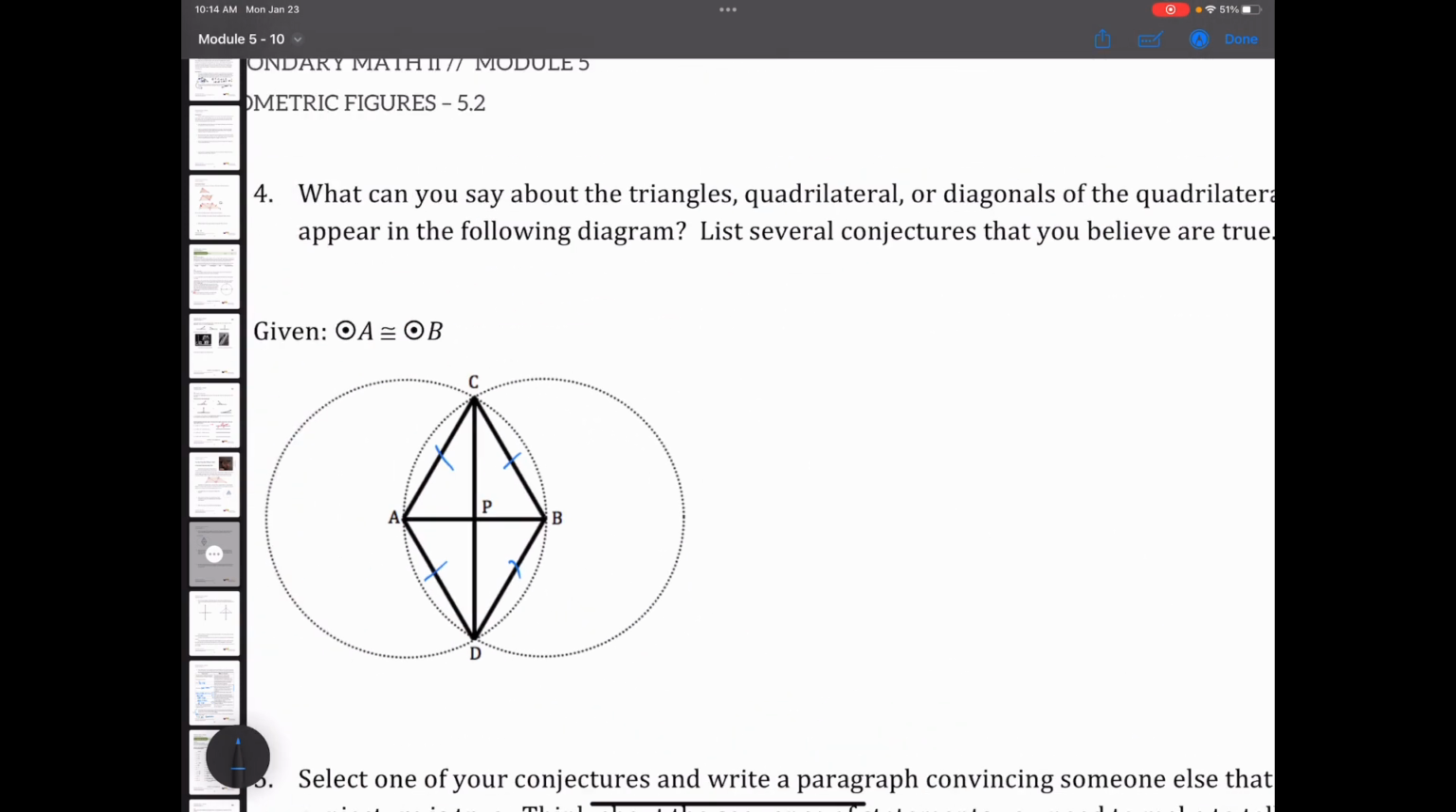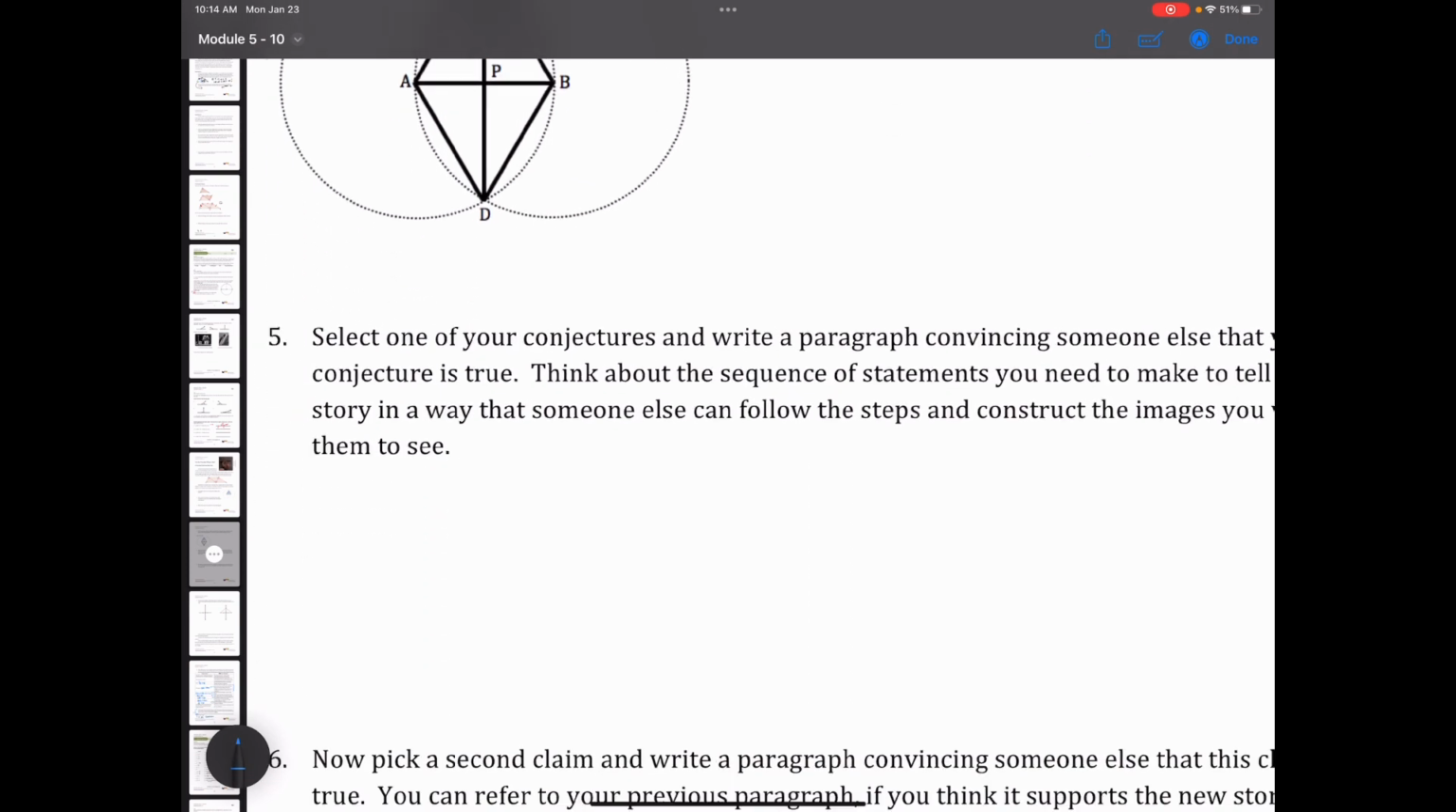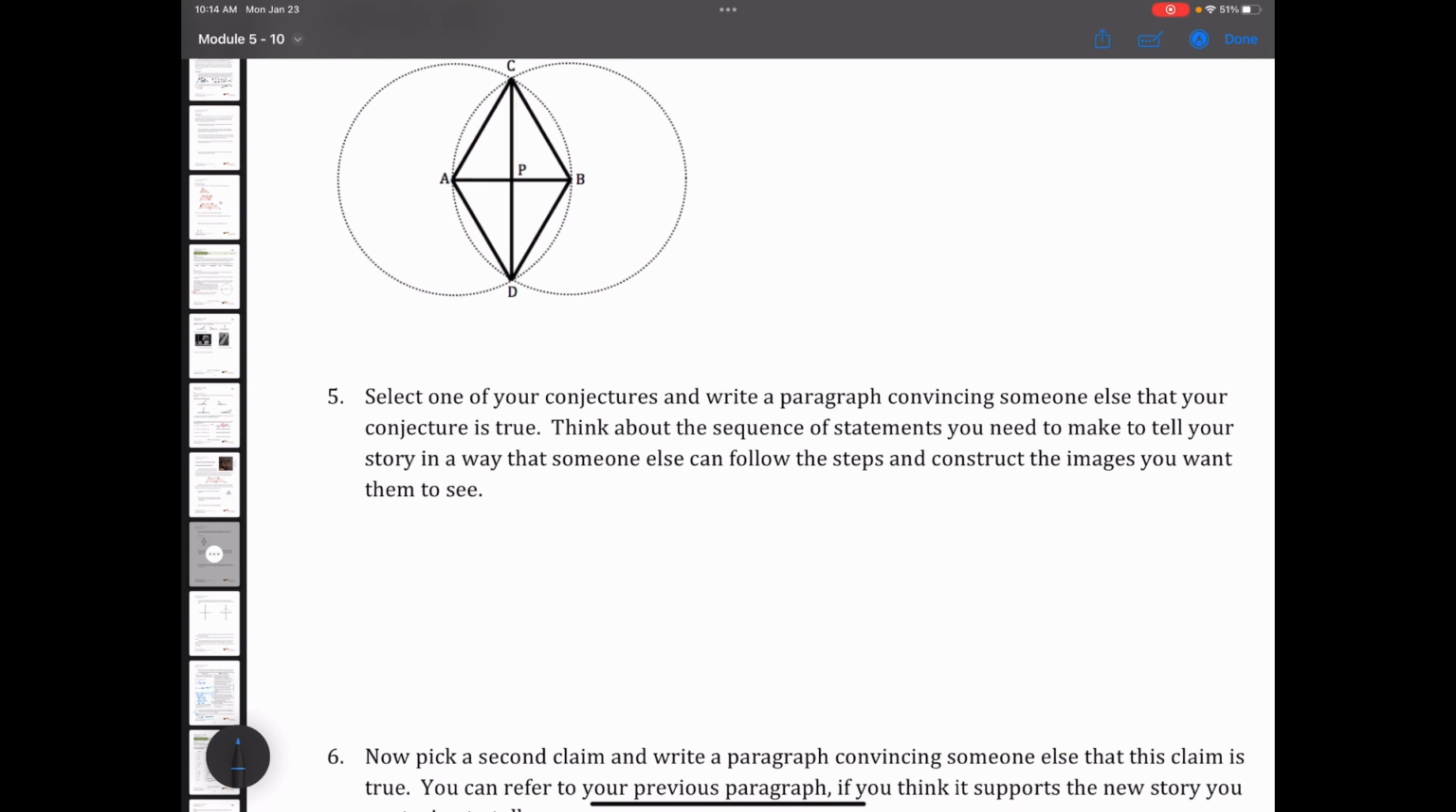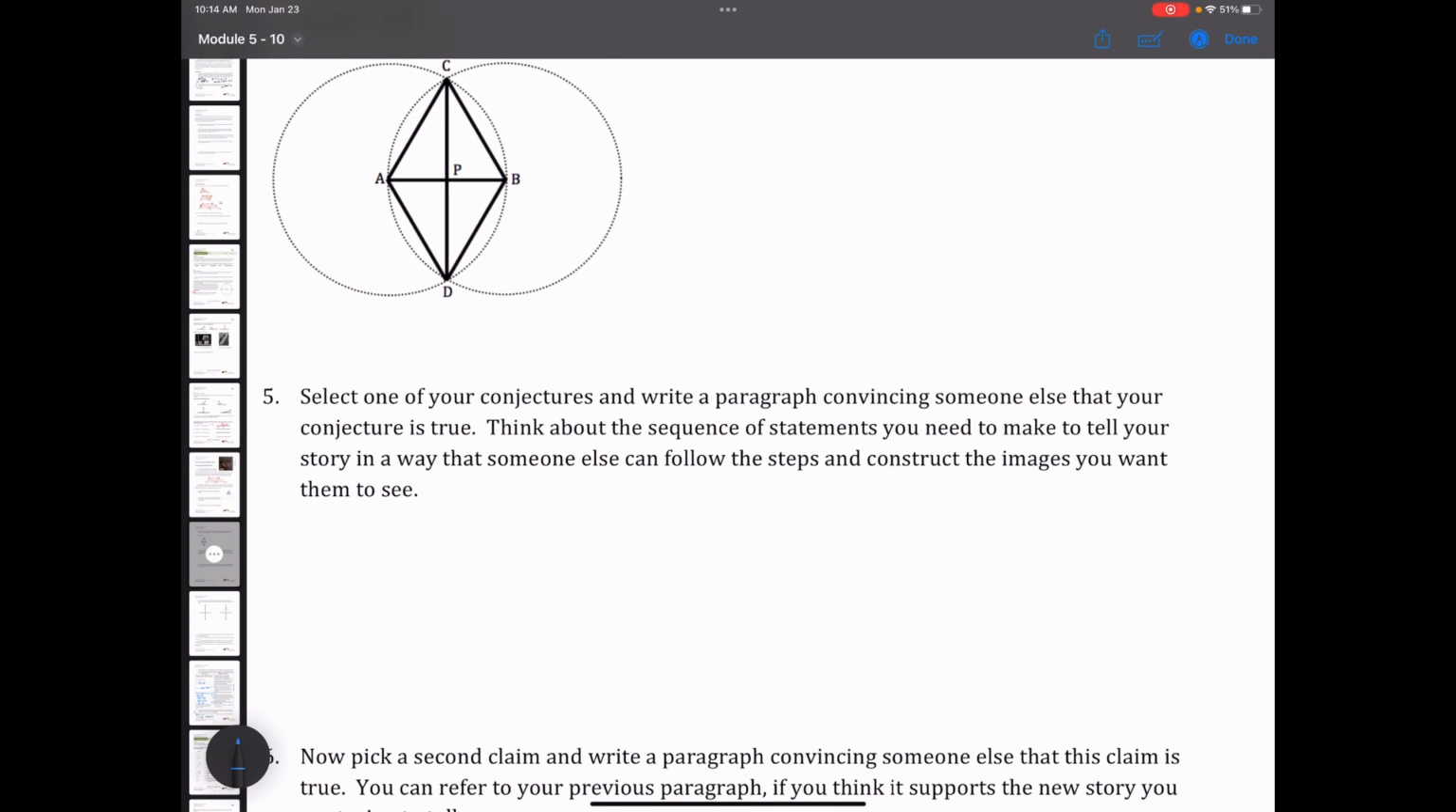Unfortunately, in this scenario, having more is not great because you are going to prove every single one that you wrote down. I'm just kidding. You're not going to prove all of them. So we're going to select one of these conjectures and write a paragraph to convince somebody else of it.